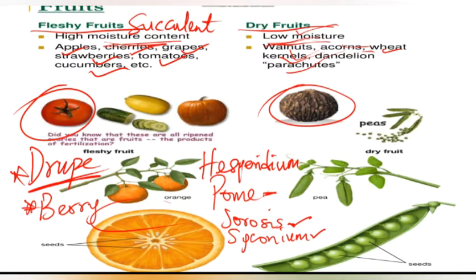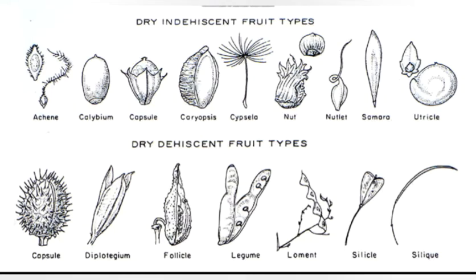Now let's look at another way of classifying fruit: dehiscent and indehiscent fruit. Here we classify fruit based on their ability to split or release seeds when the fruit matures, whether their pericarp can split to release the seed when they are ripe or not. So because of that, we classify fruits as dry dehiscent fruits and dry indehiscent fruits.